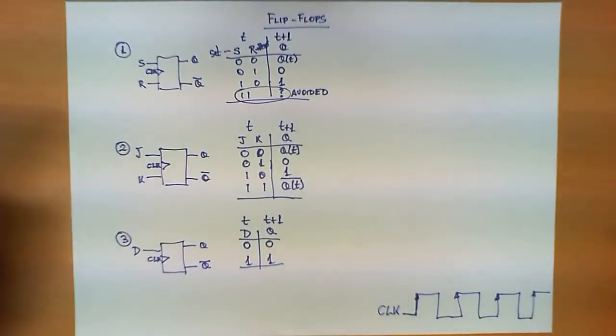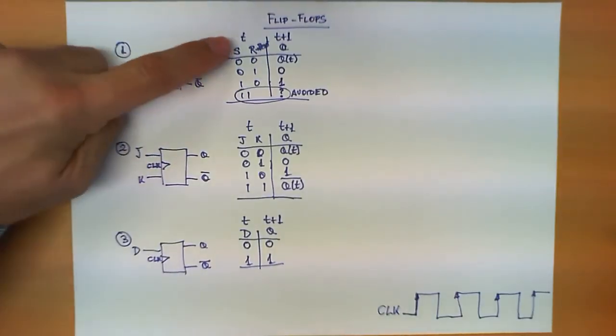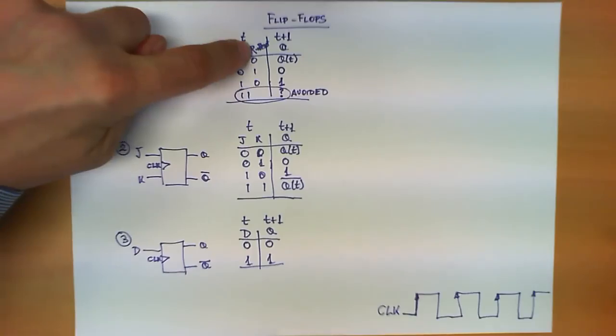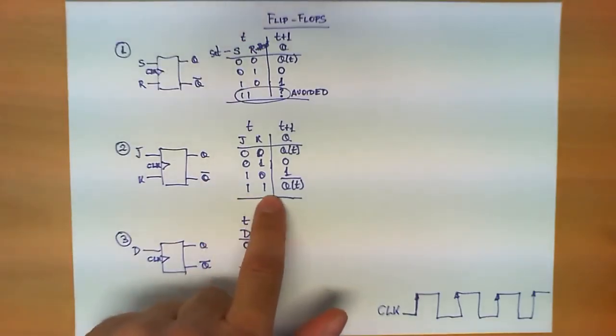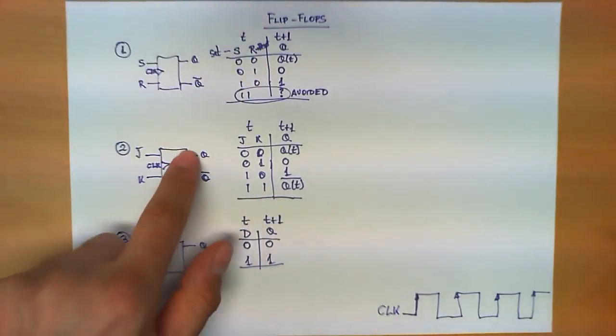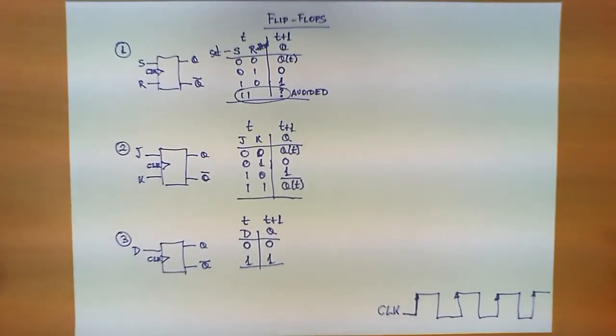And the JK flip-flop is very easy to remember because J is the equivalent of S, K is the equivalent of R, with the exception now that when both of them are 1, the outputs change their value. They become the opposite value as before. So let's take another look at how these flip-flops work.